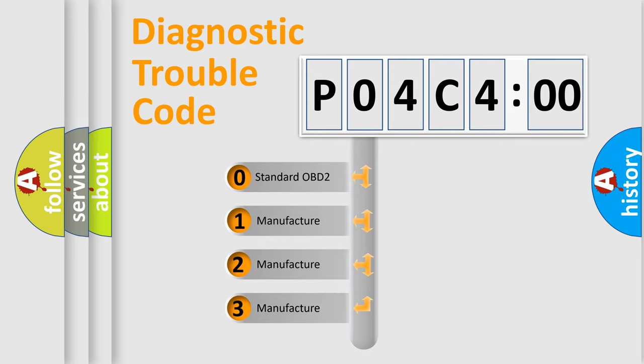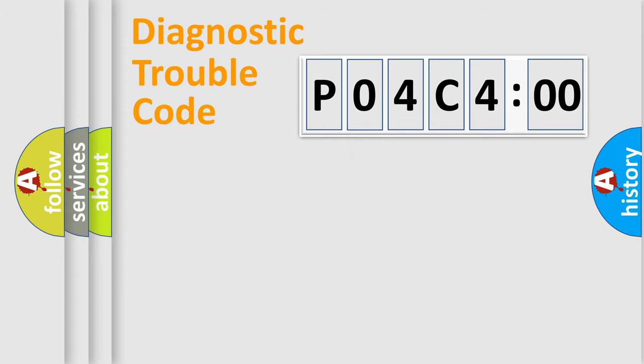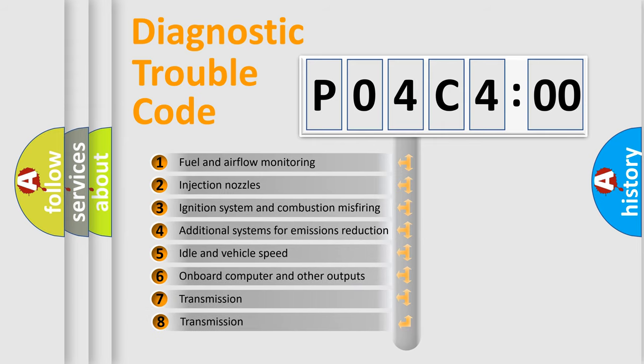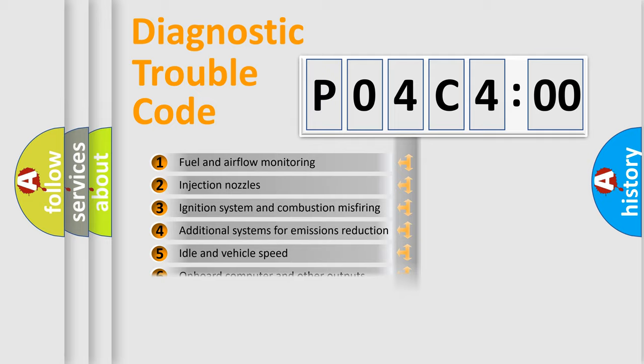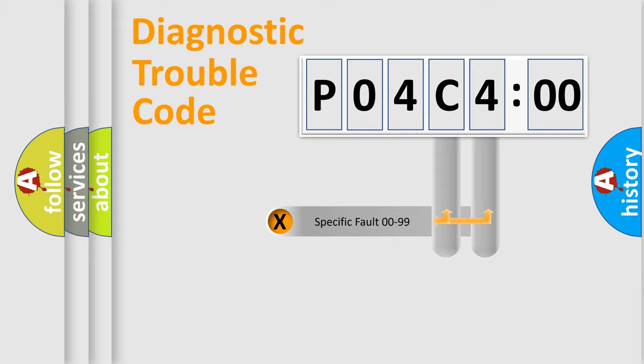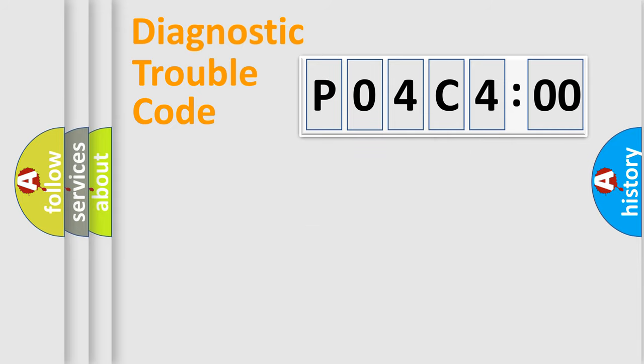If the second character is zero, it is a standardized error. In the case of numbers 1, 2, 3, it is a manufacturer-specific error. The third character specifies a subset of errors. The distribution shown is valid only for the standardized DTC code. Only the last two characters define the specific fault of the group.